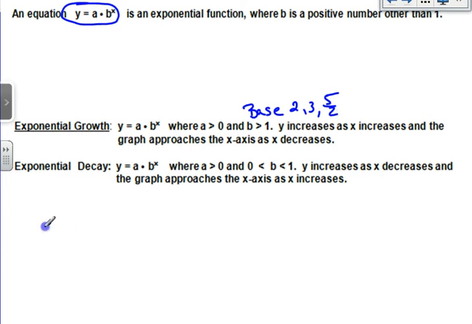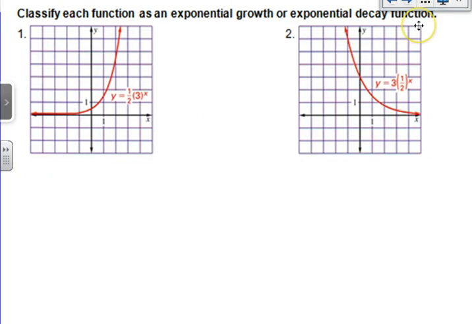Similarly, if it's a decay function, your a is still positive, but your b value is between 0 and 1. So in a decay example, your base would be numbers like 1/2, or 1/3, or 3/4. So a fraction or decimal between 0 and 1. And again, if you saw the graph of a decay function, it would be obvious.